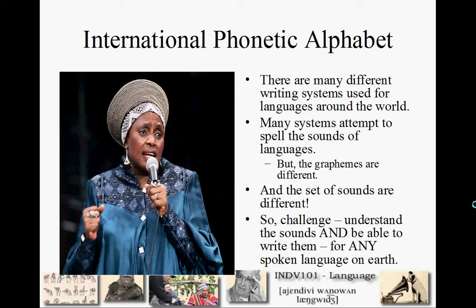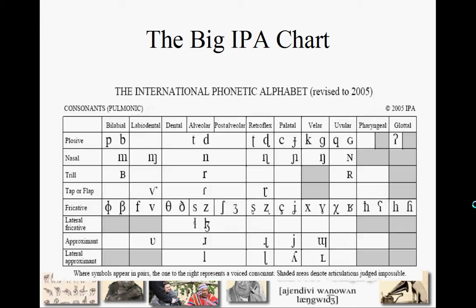This woman in the picture here, if you watch the optional YouTube video, it's really fun. She speaks an African language that has clicks, and she's singing a song with the clicks, so it's kind of a hoot. Anyhow, we need a way to represent consistently all of the sounds, not only in English, but in all of the spoken languages on Earth. So for this, we have the IPA chart.